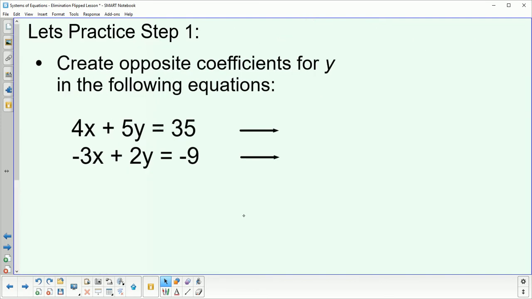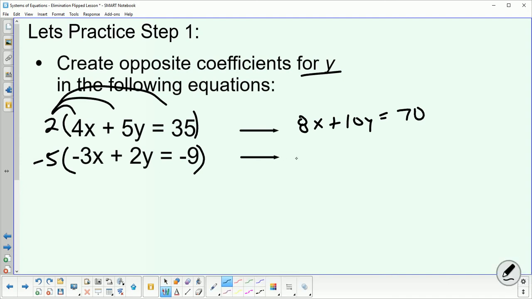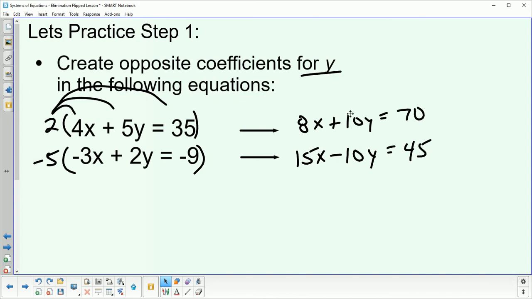Likewise, we don't only have to do the x. We could do it for y. I'm going to take this first equation and multiply it by the coefficient of y, 2. I'm going to take the second equation and multiply it by the coefficient of y in the other one, but I'm also going to change the sign to negative. This was a positive 5, so I'm going to multiply it by negative 5, which leaves me with 8x plus 10y equals 70. I just distributed that 2 onto each term. Then I'm going to do the same thing on the bottom: negative 5 times negative 3x gives me a positive 15x minus 10y equals, and now I get a positive 45. You'll notice, same number, but different signs. One's a positive 10, one's a negative 10. So that's how we do step 1.